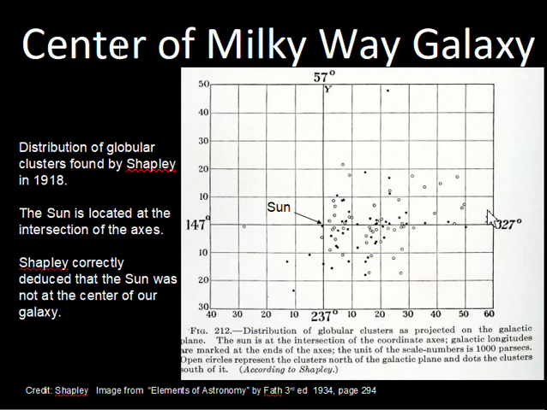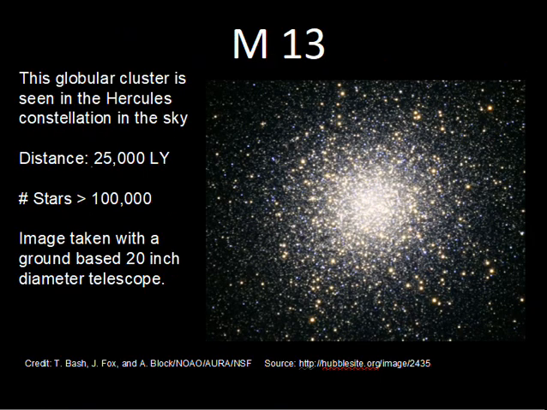An example here from a ground-based telescope, a 20-inch diameter telescope, and we see the great concentration of stars towards the center. From this photograph, certainly, we cannot count the individual stars. I've seen estimates from 100,000 up to 300,000 for the number of stars in this globular cluster labeled M13, Messier object number 13. It's in the constellation of Hercules.